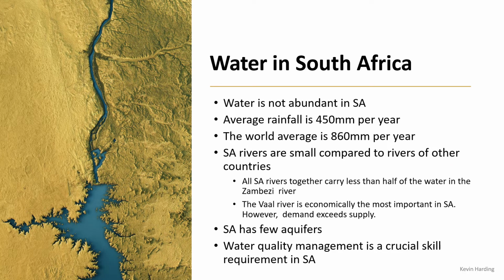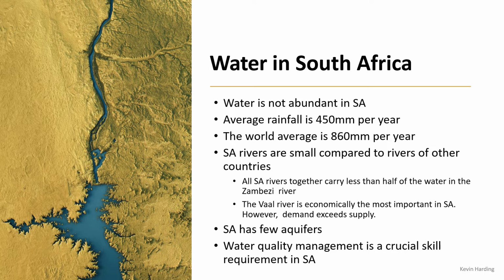Again, as I've already said, water is not abundant in South Africa, and the average rainfall is only 450 millimeters per year, where the world average is not quite double, but it's 486 millimeters per year. So that's the amount of water that if it would fall onto the ground in a flat open area, it would accumulate to a height of 860 millimeters.